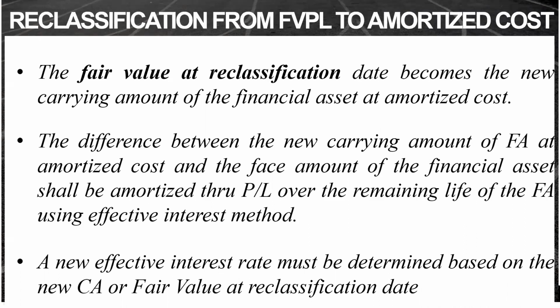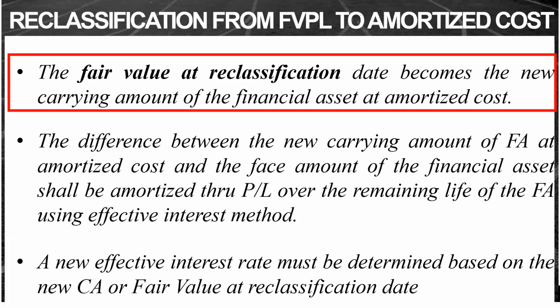So what are the things we should remember? When we reclassify financial assets from fair value through profit or loss to amortized cost, this is what we should remember. First, the fair value at reclassification date becomes the new carrying amount of the financial assets at amortized cost. So let's see how much the fair value is at reclassification date. Then that will be your basis, or that is what you will consider as the carrying amount of your financial asset at amortized cost.